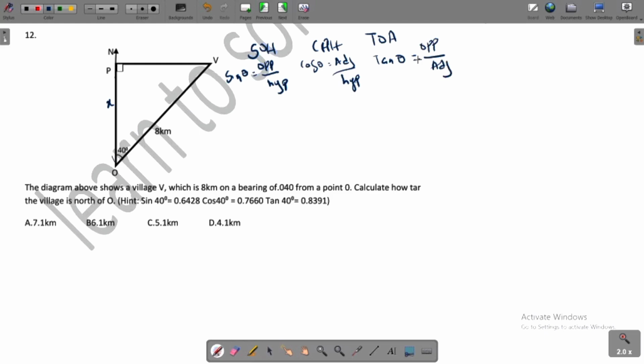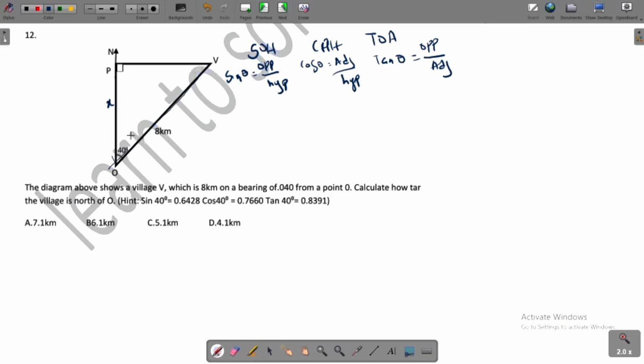Now, if you understand the SOHCAHTOA as listed on the screen, the next thing you should understand is how do you identify the opposite, the adjacent and the hypotenuse. This is simple and straightforward. The first thing is that the hypotenuse is the longest side. So this is the longest side, you can see. This is the hypotenuse.